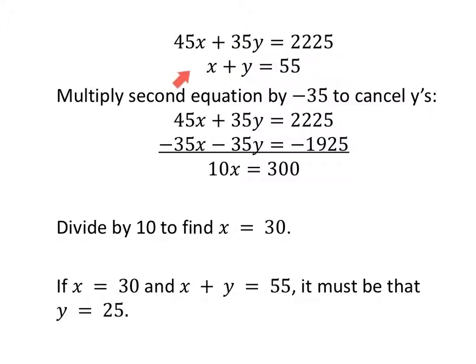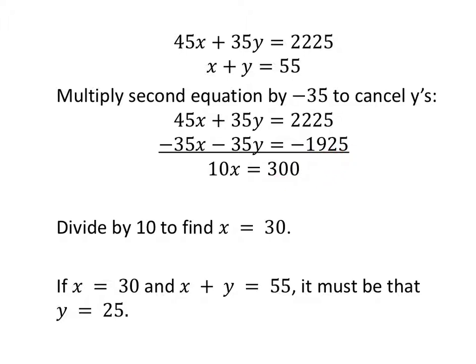So I'm going to multiply the second equation by a negative 35. So that's a negative 35x minus 35y. And negative 35 times 55 is a negative 1925. So I line up my equations: x's over x's, y's over y's, equal signs, and then my constants. 45x minus 35x gives me a 10x. 35y and a negative 35y cancel out. 2225 minus 1925 leaves me with 300.